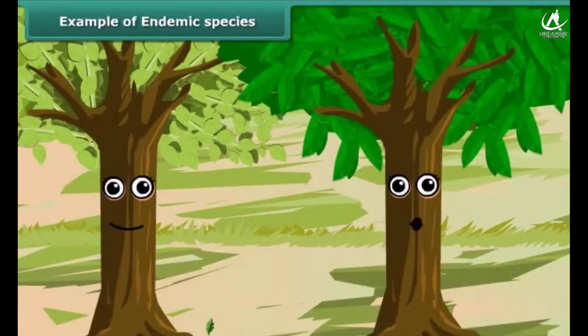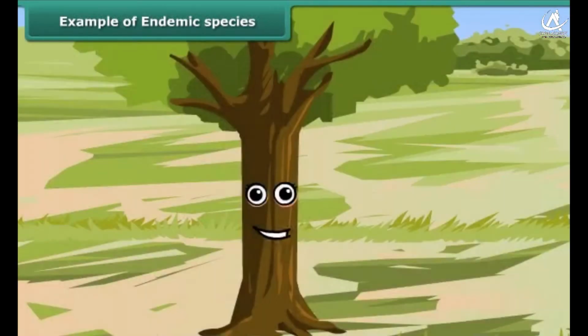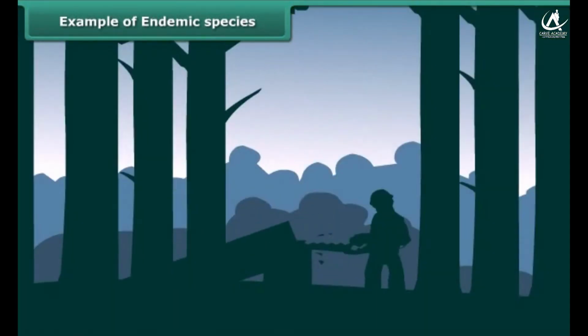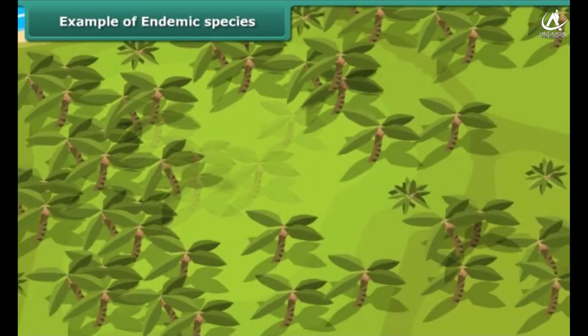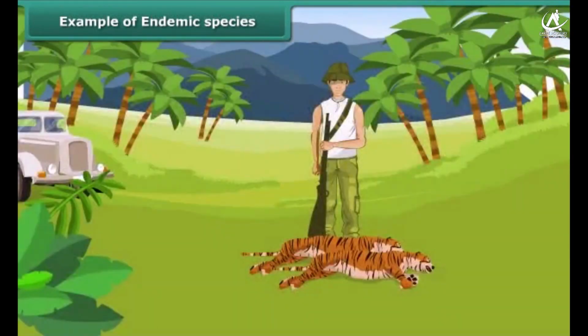We are the two endemic flora of the Pachmarhi Biosphere Reserve. We are the endemic fauna of this area. What factors lead to make them an endemic species? Well, humans are the main reason. The destruction of their habitat, increasing human population, and introduction of new species may affect the natural habitat of endemic species and endanger their existence.